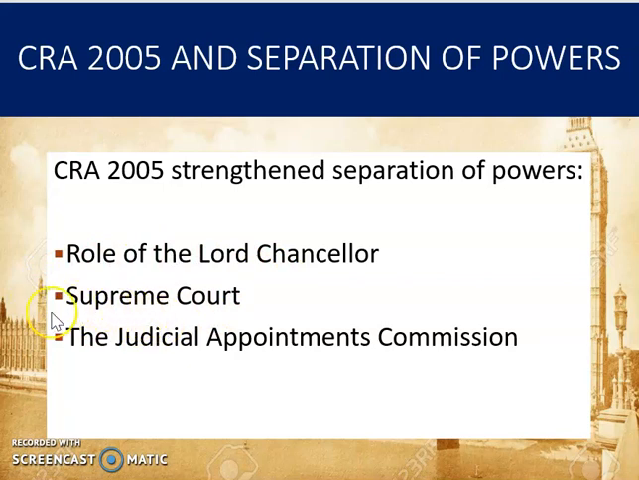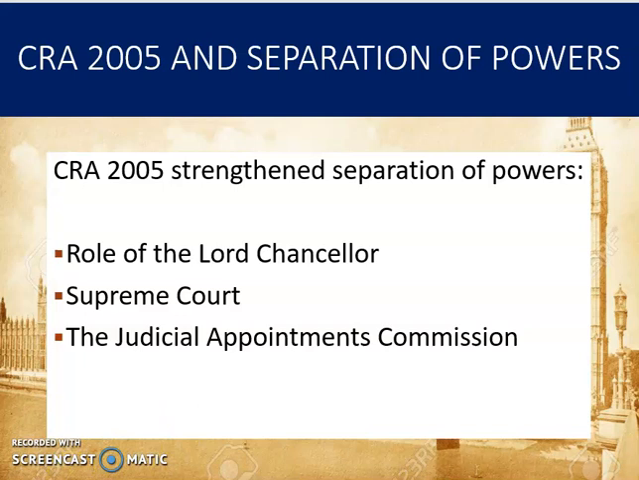Another good thing that the CRA has done is create the Judicial Appointments Commission, which is an independent body responsible for appointing judges, rather than the old system where the Lord Chancellor just appointed his mates, basically. So again, this is important in terms of separation of powers, because we want an independent judiciary. We want someone like Brenda who feels in a position that she can make a decision against the executive without fear for her job.